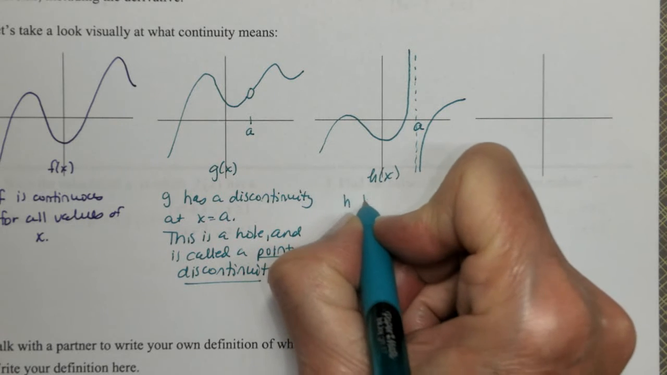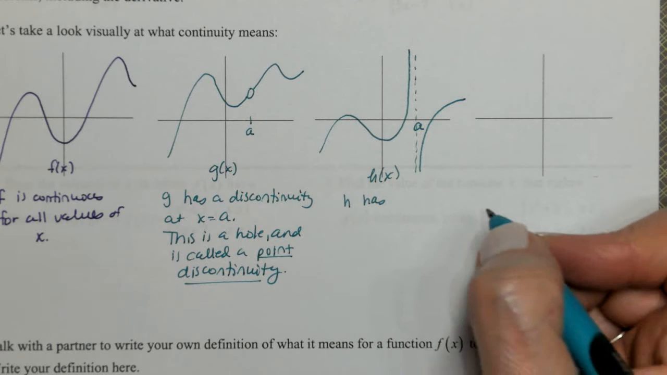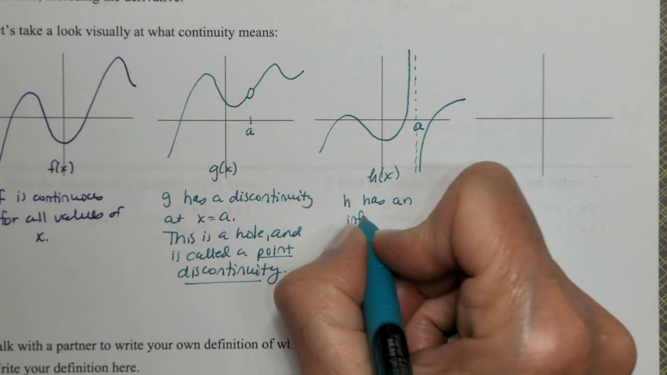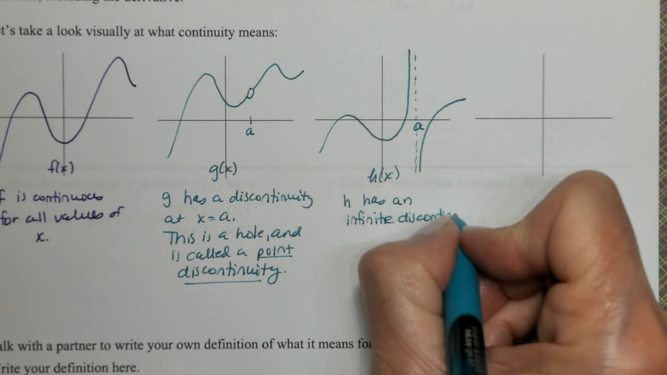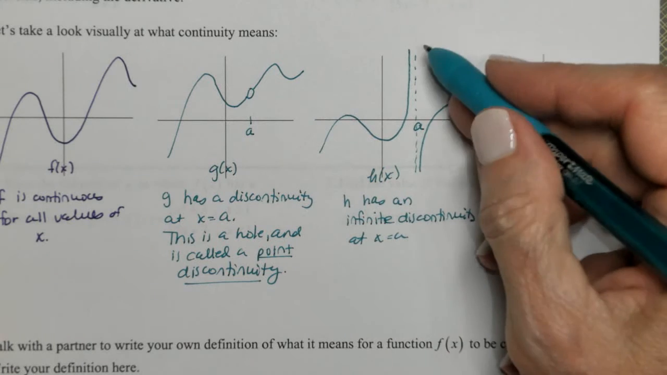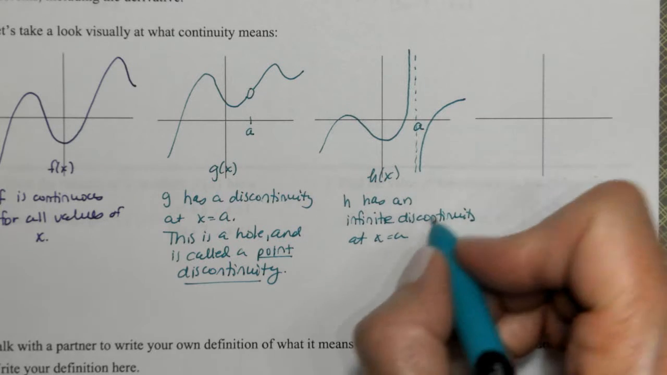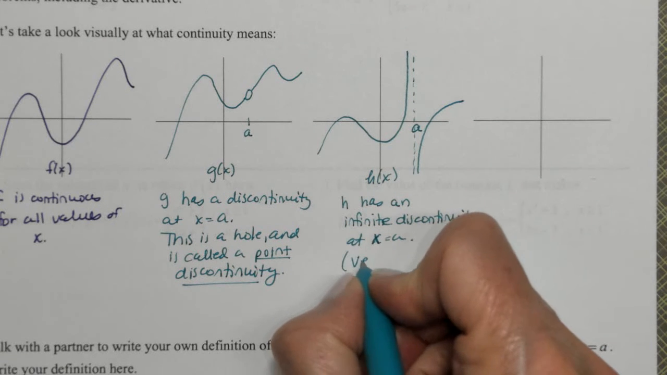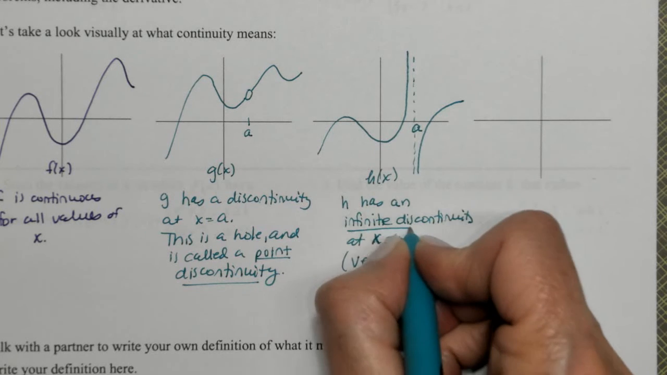All right. h has what is called an infinite discontinuity. So it is a discontinuity at x equals a, and it's called an infinite discontinuity at x equals a. A vertical asymptote, only a vertical asymptote, is an infinite discontinuity. So that would be a vertical asymptote called an infinite discontinuity.